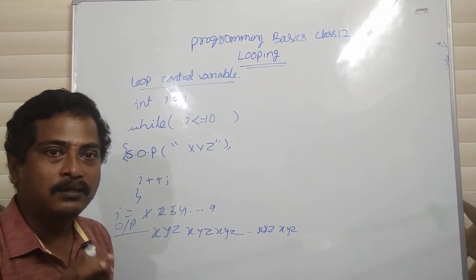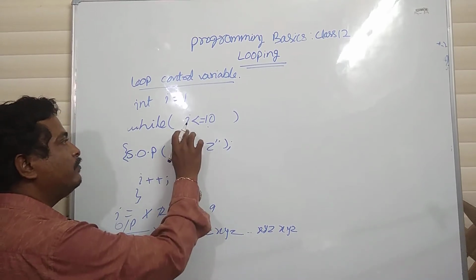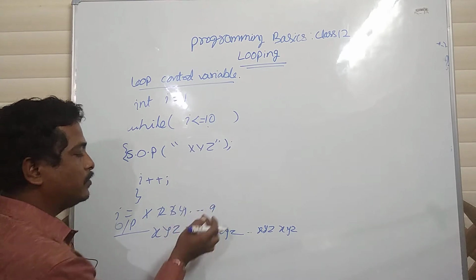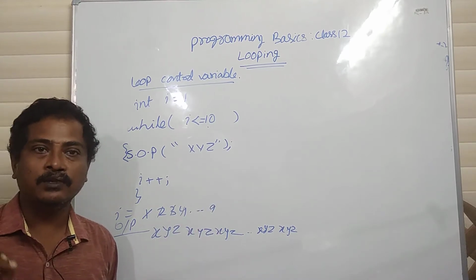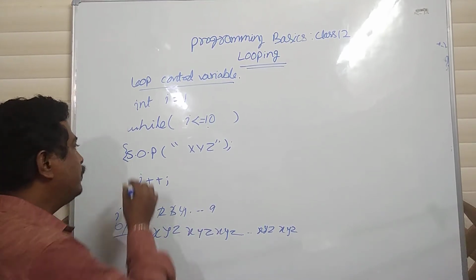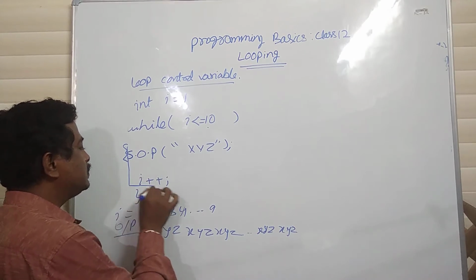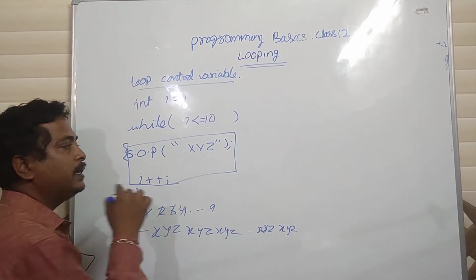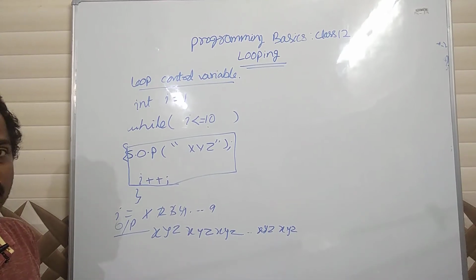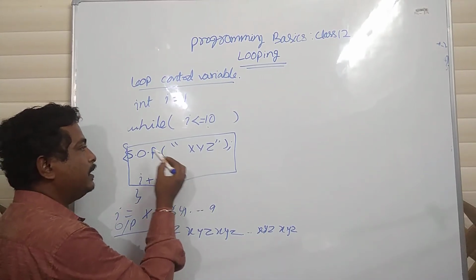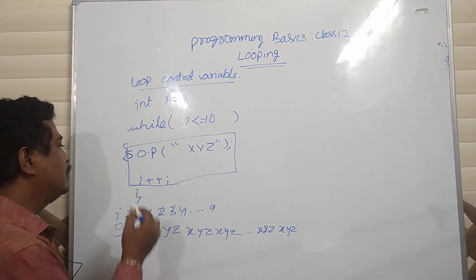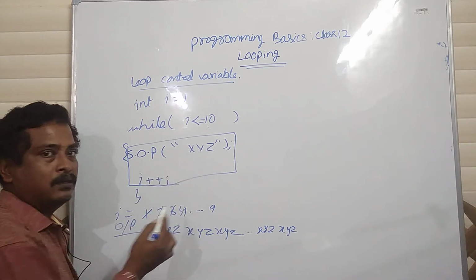Their condition is false. When condition will become false, then it will not execute. Control will come out of the loop. That is the concept of the looping. That I want to execute these two statements 10 times. Okay. So when I need a single statement or a block of statement means more than one statement.